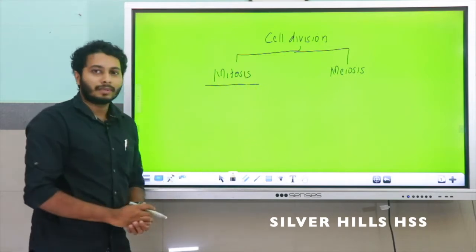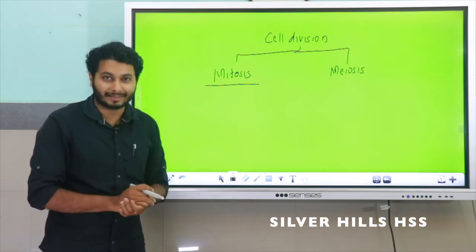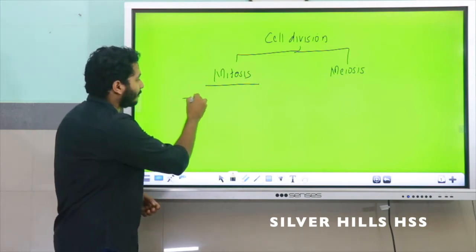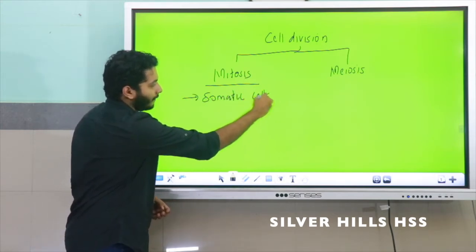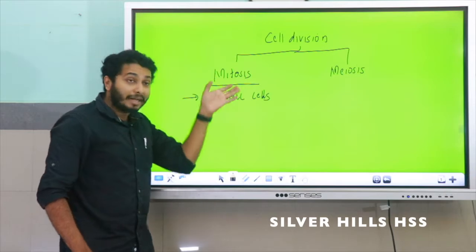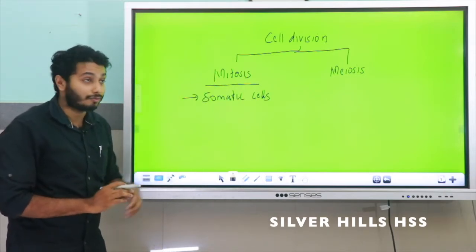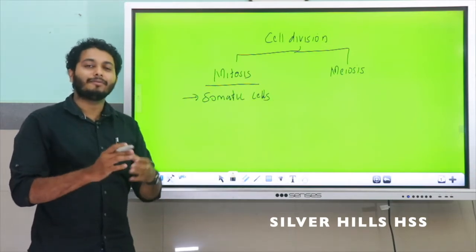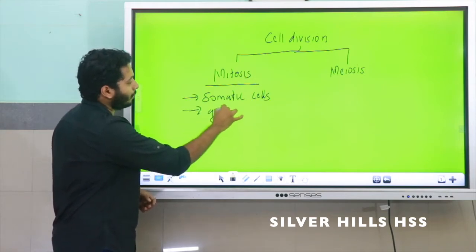Mitosis is a type of cell division which takes place in normal cells or somatic cells. Mitosis is actually responsible for growth. In other words, mitosis is the type of cell division which helps in growth.